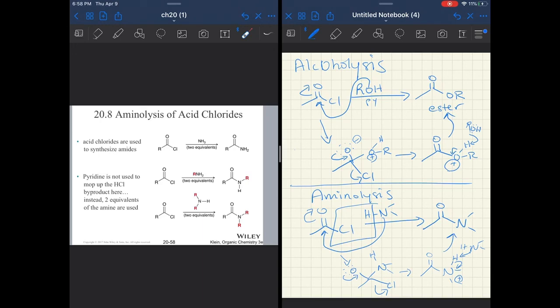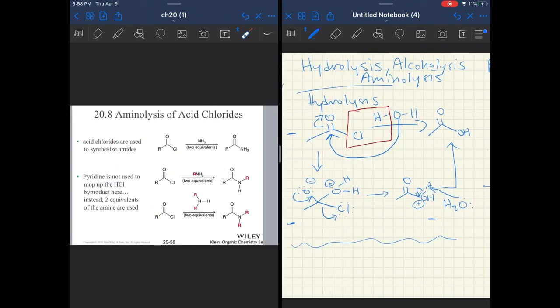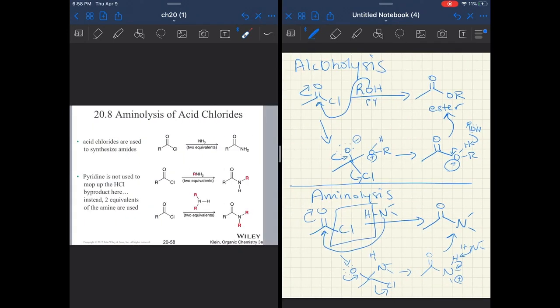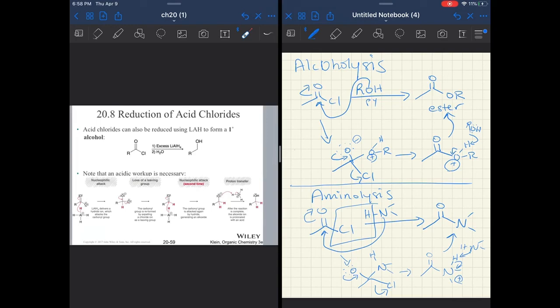All right, so we have a bunch of different reactions here between hydrolysis, alcoholysis, and aminolysis. You're going to be responsible for all of these mechanisms, but it's really not that bad so far. You want to stay organized. There are a lot of steps in these mechanisms, but you can do it. We will cover reduction in the next video.